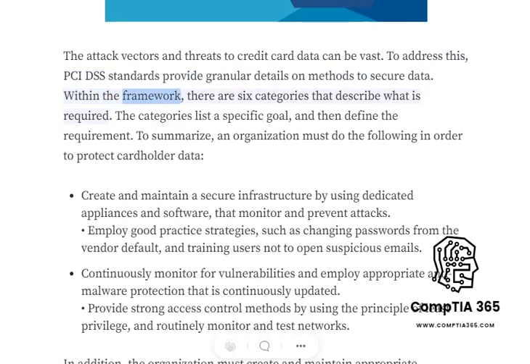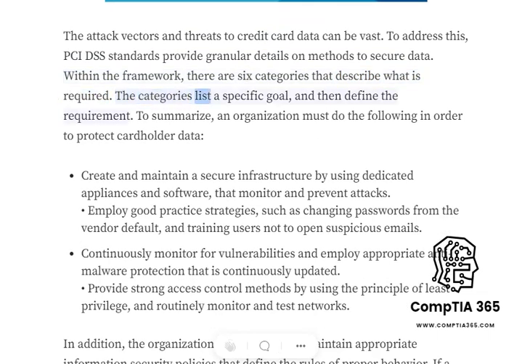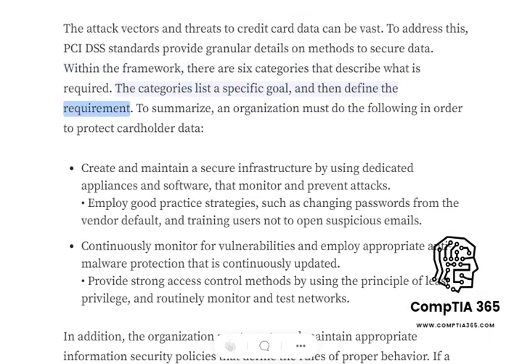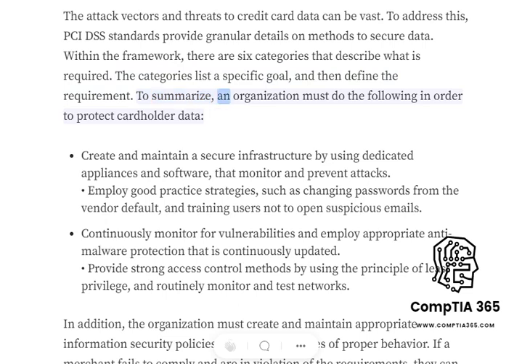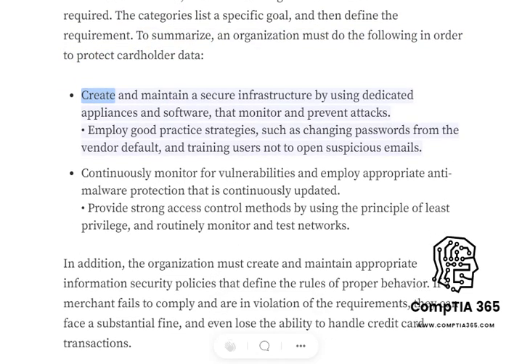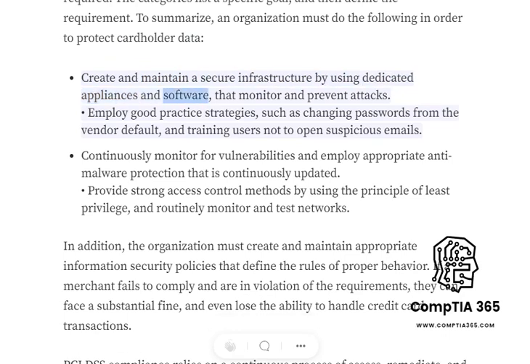Within the framework, there are 6 categories that describe what is required. The categories list a specific goal, and then define the requirement. To summarize, an organization must do the following in order to protect cardholder data. Create and maintain a secure infrastructure by using dedicated appliances and software that monitor and prevent attacks.